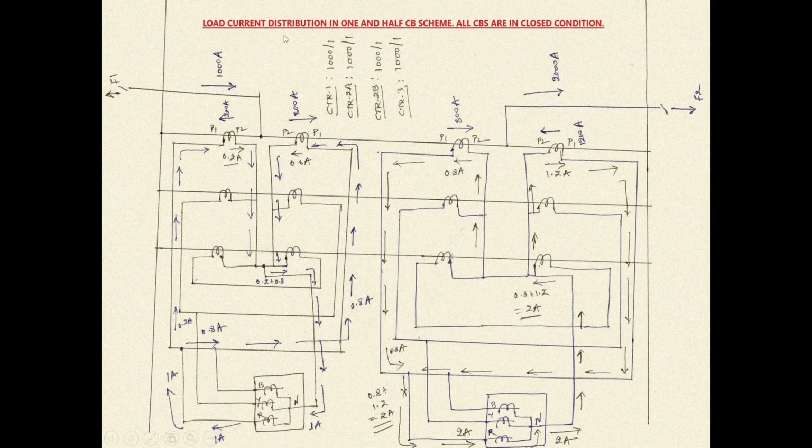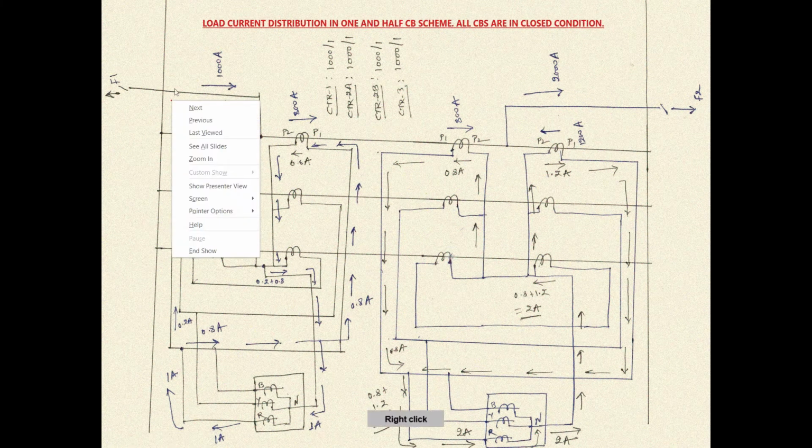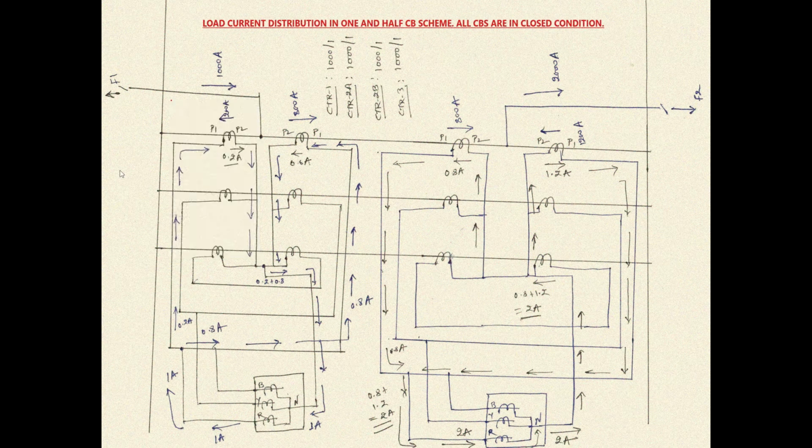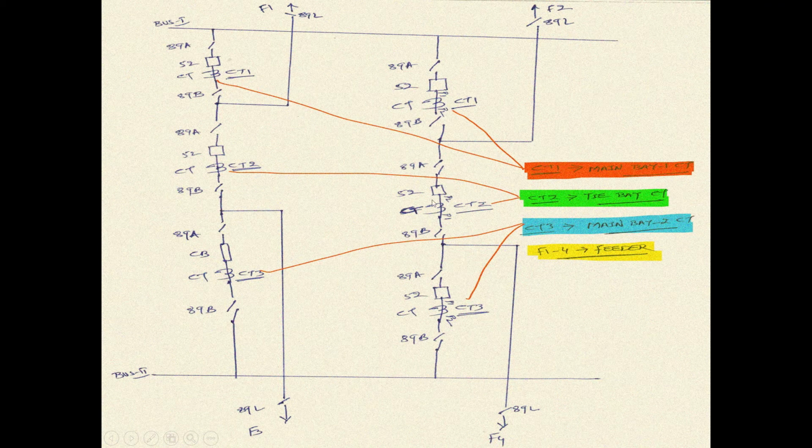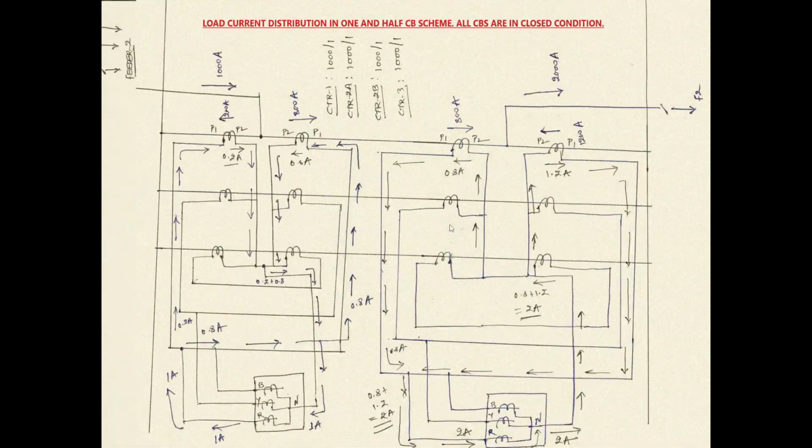So now this is the first actual slide in which we will discuss the current distributions. Basically, what I am going to discuss over here is the load current distribution in 1.5 CB schemes. So here we will discuss load current distributions, and all your circuit breakers are in closed condition. That means circuit breaker 1, circuit breaker 2 and circuit breaker 3, all three circuit breakers are in closed condition. This is the assumption that we are making over here.